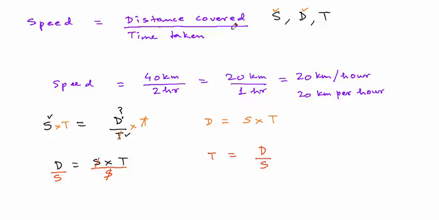We are going to use this formula if we know the distance and the time, and if we need to find the speed. We are going to use this formula if we need to find the distance given the other two, and we are going to use this formula if we need to find the time given the distance and speed. Let's look at a few examples.